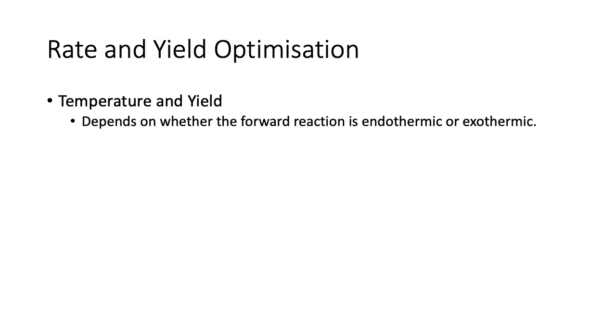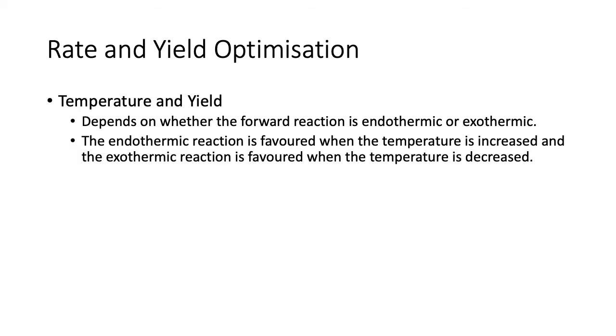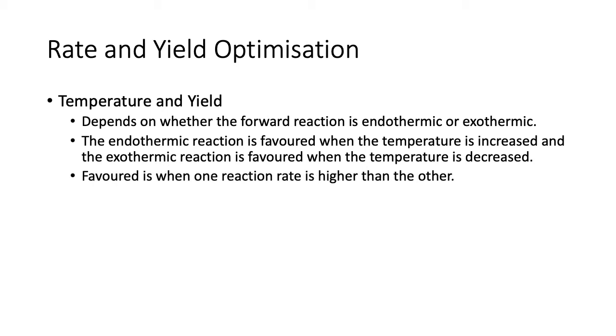Next is temperature and yield. When you're trying to maximize the yield, it depends whether the forward reaction is endothermic or exothermic. And we're always talking about the forward reaction because you're making something, so you want to make the products. Even though it's an equilibrium reaction, the one that you want to make is the product, so we talk about forward reactions. The endothermic reaction is favored when the temperature is increased, and the exothermic reaction is favored when the temperature is decreased, or high or low temperatures. Remember, this is all from equilibrium.